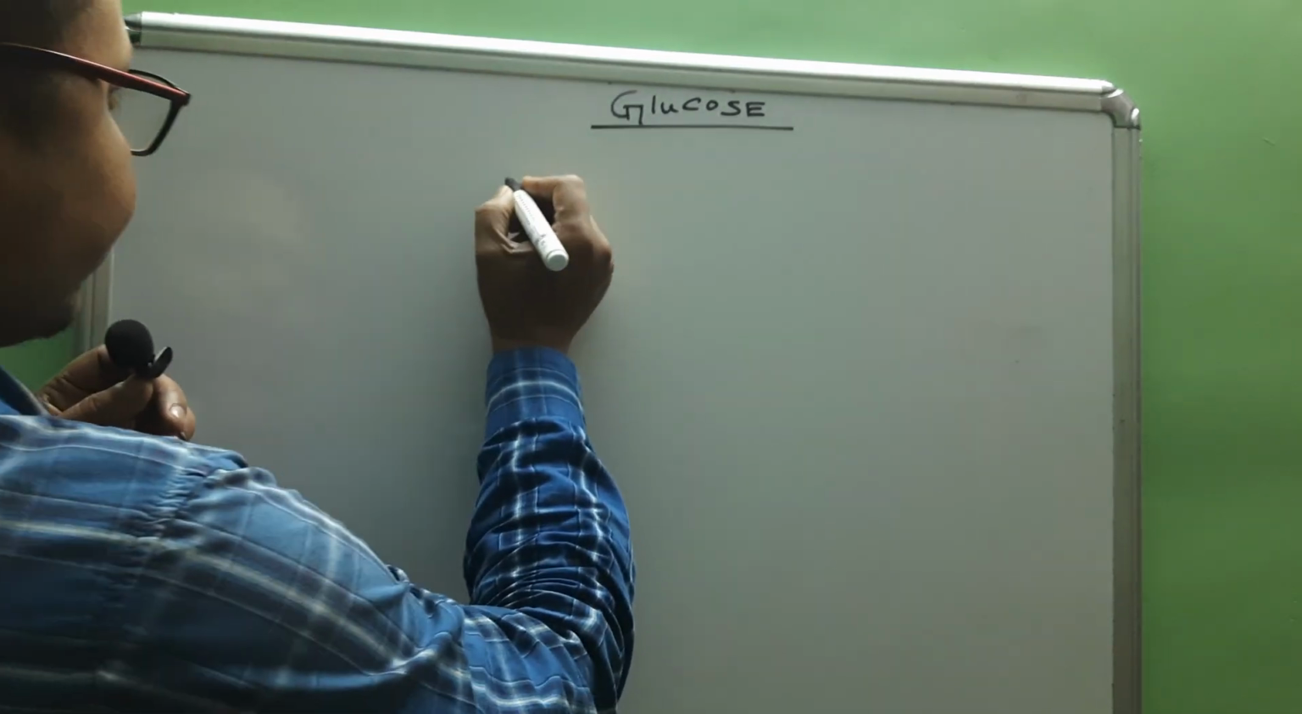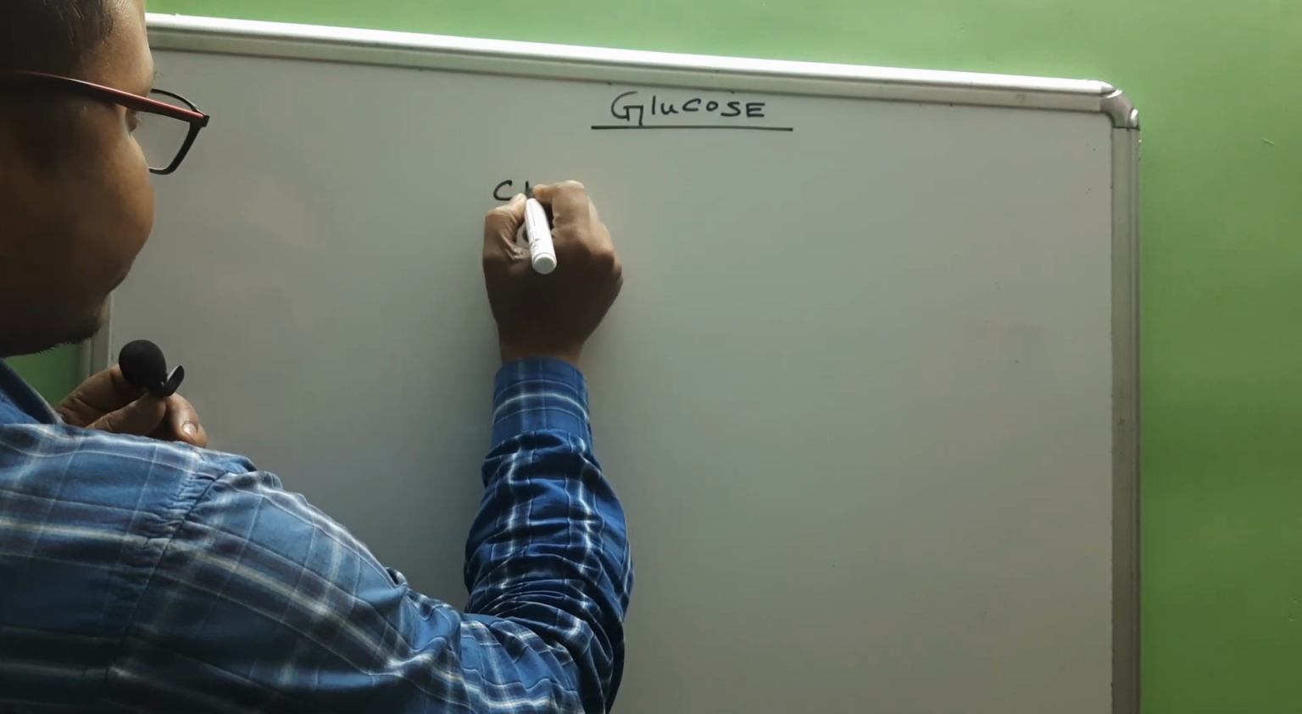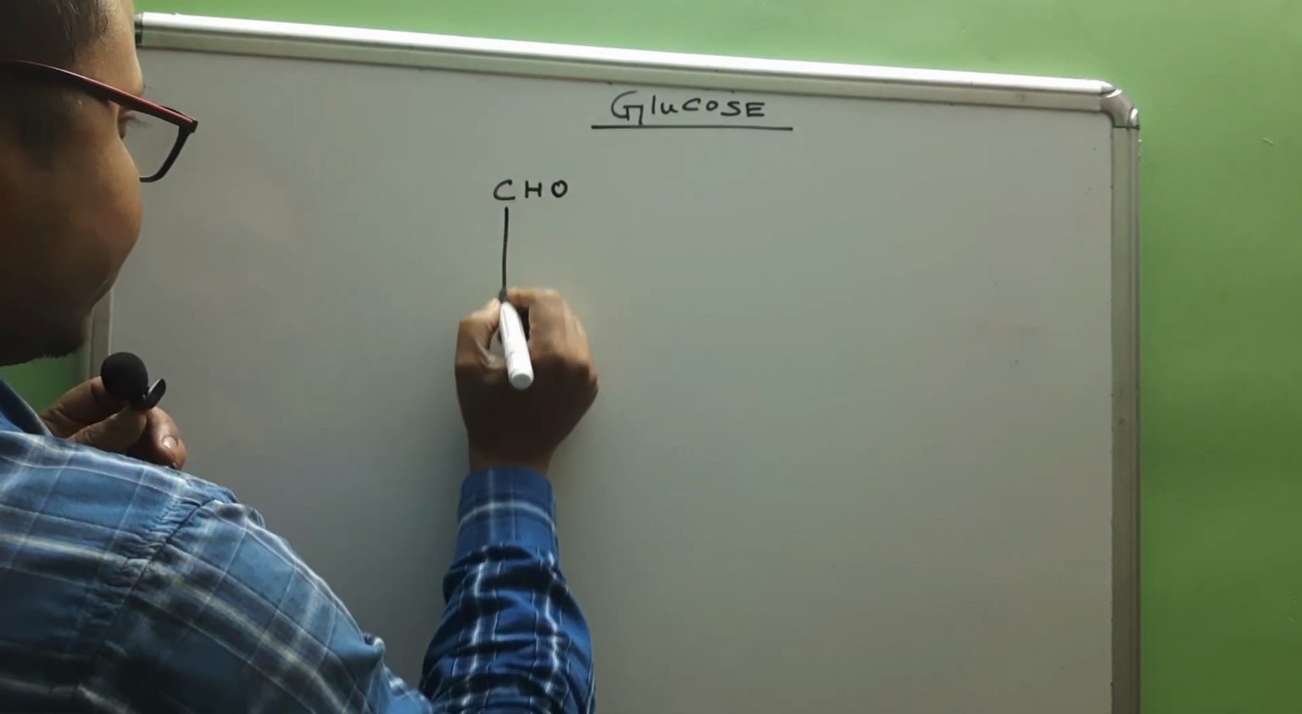Glucose has two types of structure. One is the linear structure, the open chain structure, and the other is the cyclic structure. So what is the linear structure or open chain structure of glucose? The open chain structure of glucose is like this.